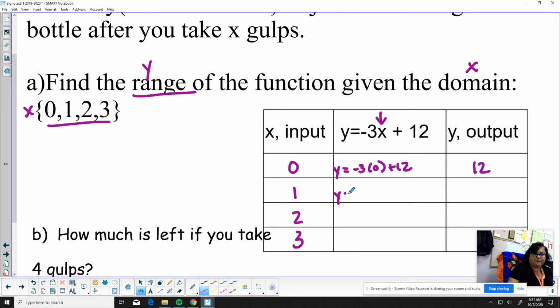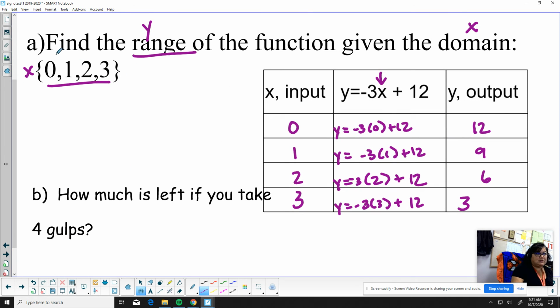So let's do it with the 1. So -3 times 1 plus 12 would be 9. If I take 1 gulp, I have 9 ounces left. If I do it with the 2, so that's 6. And if I do it with the 3, that's 3.